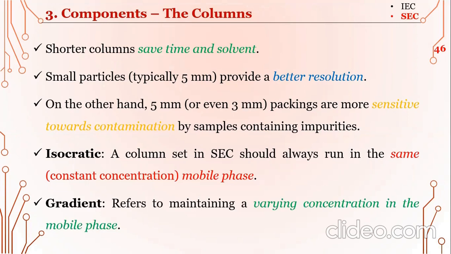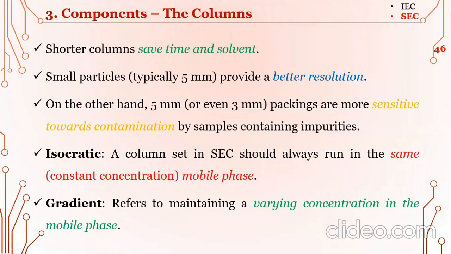In contrast, we have a gradient system, and that refers to maintaining a varying concentration of the mobile phase. If we change the concentration of the mobile phase, that will be a gradient system. So there are two systems now, isocratic and gradient. Isocratic has the same mobile phase concentration, and gradient means varying concentration in the mobile phase. Is it clear? Yes, sir.